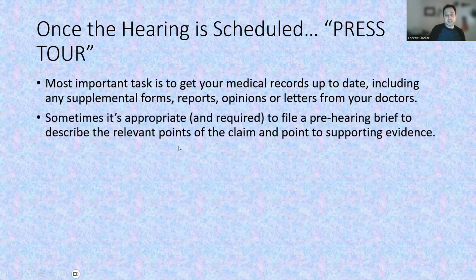Sometimes it's appropriate, and in rare cases nowadays, it's even required by certain judges to file a pre-hearing brief to describe the relevant points of your claim and point to supporting evidence. My office, when I've done pre-hearing briefs, I really don't do them anymore unless a judge specifically requires me or asks me to. But basically, a pre-hearing brief, if nothing else, lays out the 5-step sequential evaluation process information for them. So it lists everything from step 1 to step 5, and it makes reference to evidence in the record where I can make reference to it as to how I believe it supports the claim and proves that disability criteria and requirements are met.